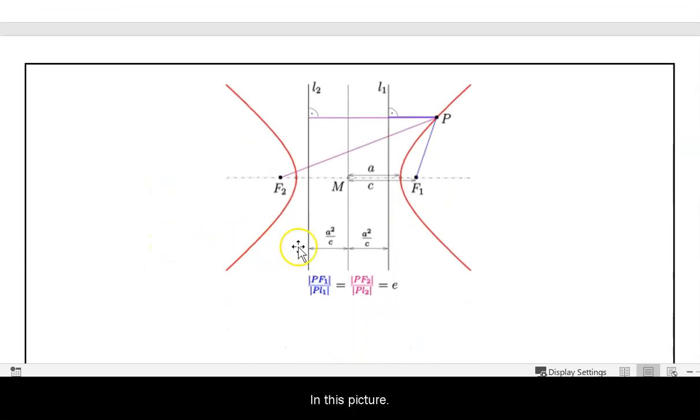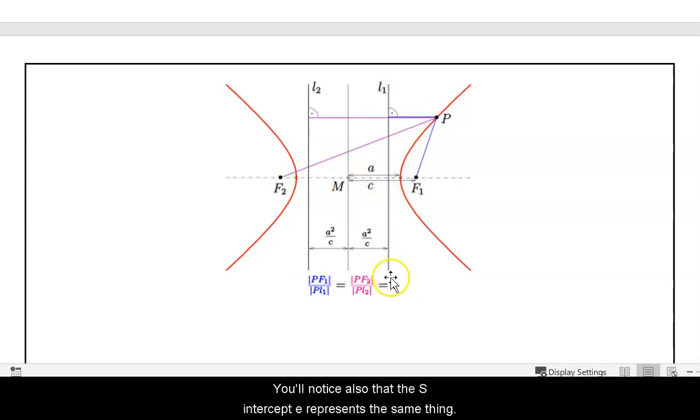In this picture, in the right and left opening hyperbola, you can see that the directrix lines are in fact between the major vertices and on either side of the center, which is here. You'll notice also that the eccentricity represents the same thing.